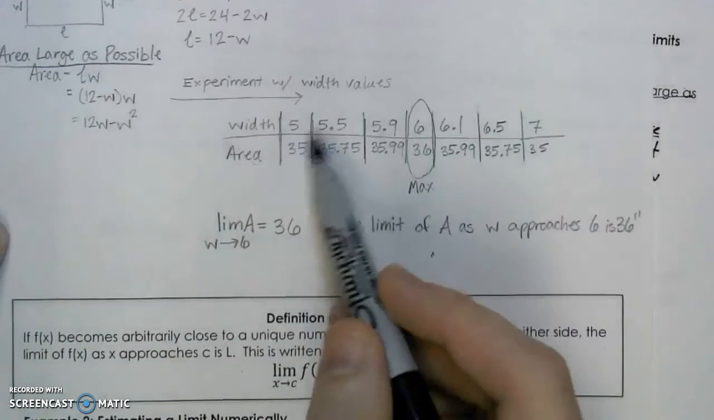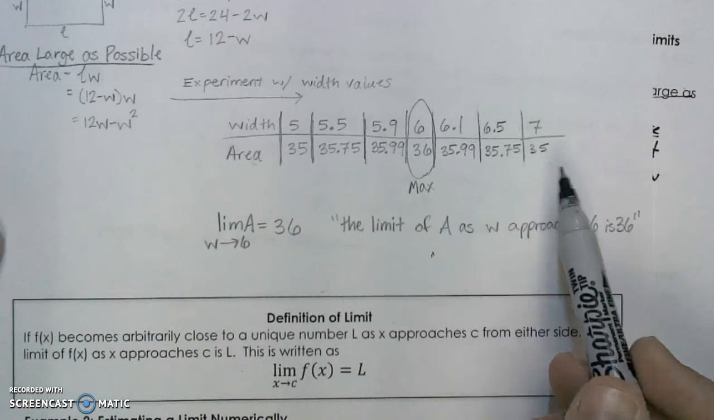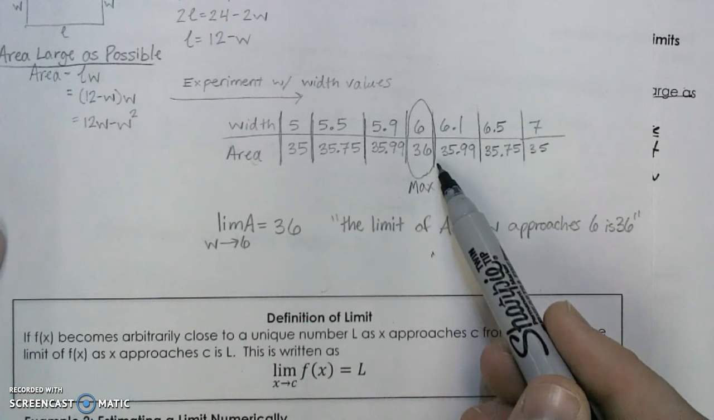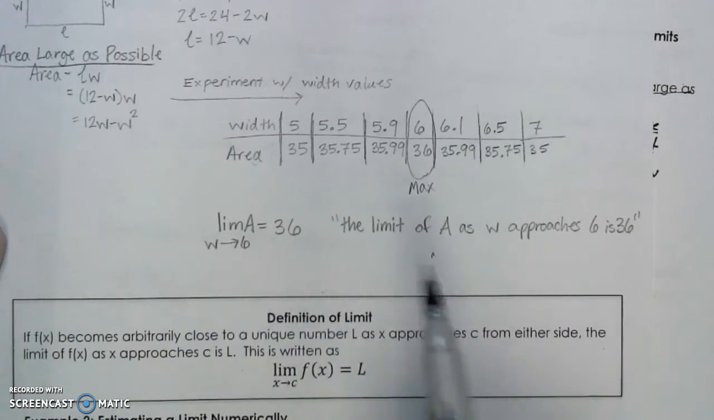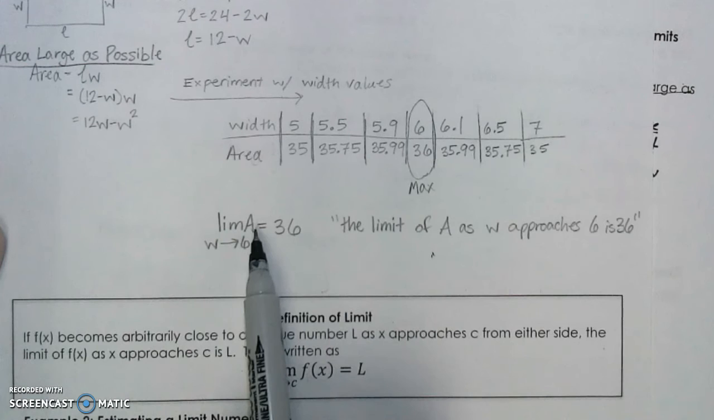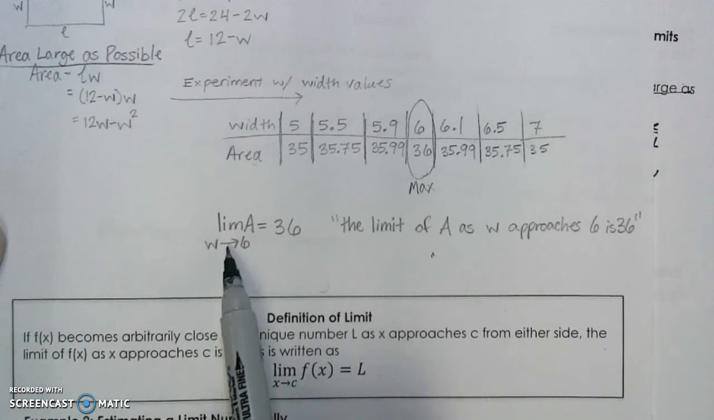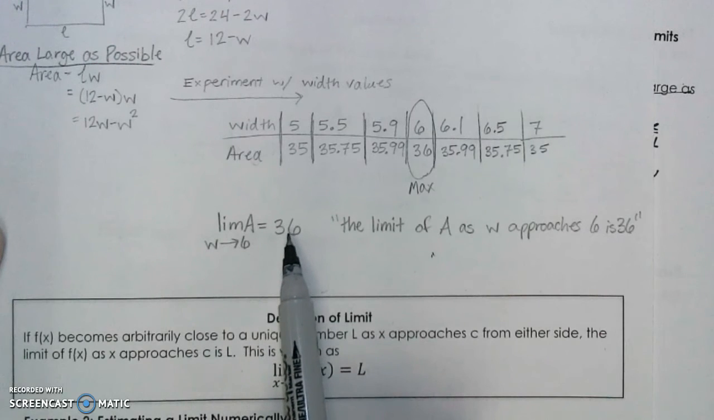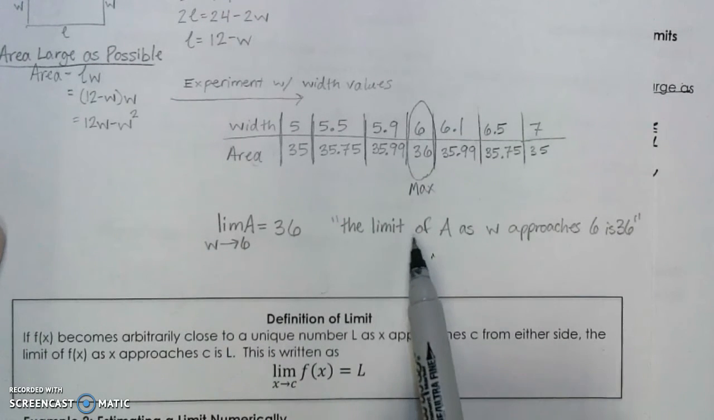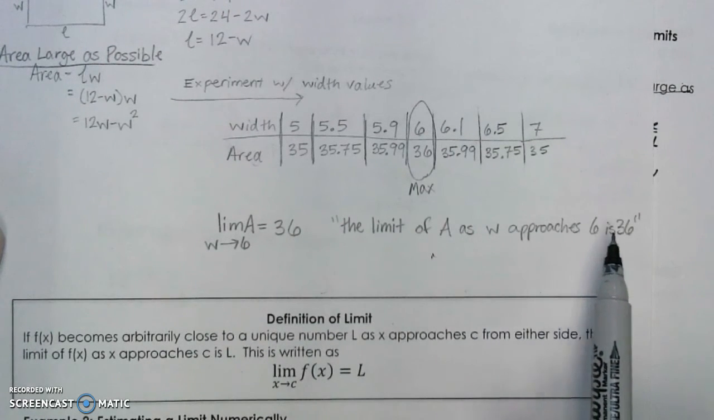So with our table all filled in from Desmos, we see that the maximum area is at 36, and this is how we would write it. The limit of the area as the width tended towards 6, as the width approached 6, was 36. The limit of A as W approaches 6 is 36.